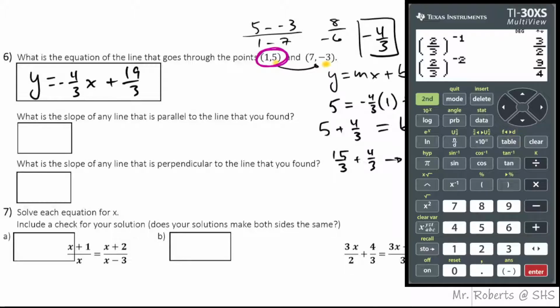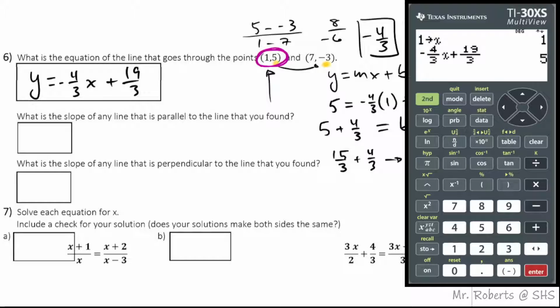So let me see here. I can do this a couple ways too. I can do it with a table, but I think I'm just going to store x as 1. So I'm going to say 1 store x. So there we go. x is now the number 1. So now I can just type in negative 4/3 times x, that looks great, negative 4/3 x plus 19/3. Oh, I like that. It looks just like it does on my page. Now, when I put x as 1, notice this gives me 5. Oh, I see. When I put 1 in, it gave me 5.